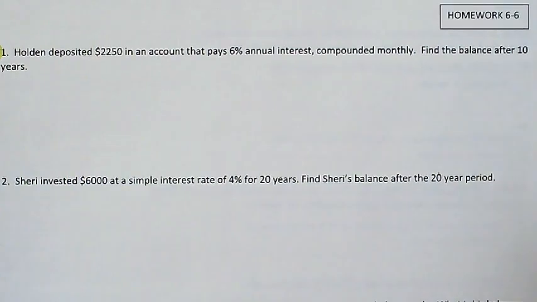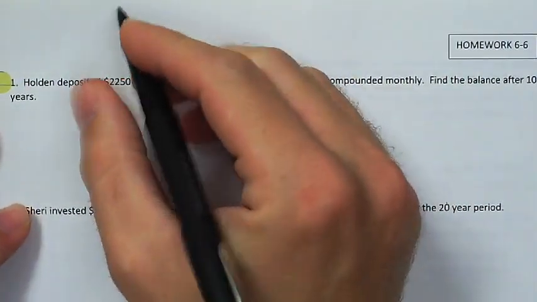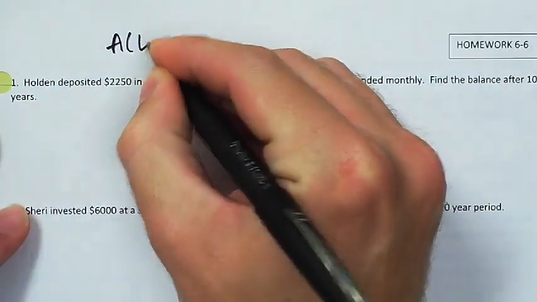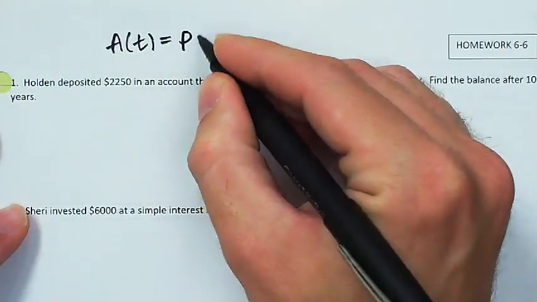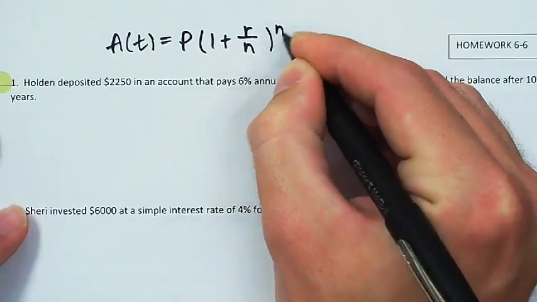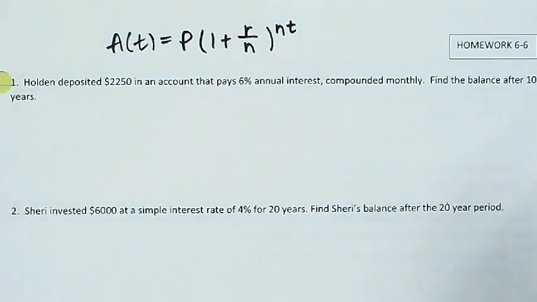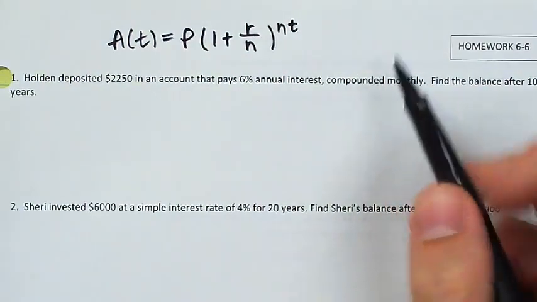All right, so the first one is Holden deposited $2,250 into an account that pays 6% annual interest compounded monthly. Okay, there's a lot in there. So in the formula that we need to be working with, probably be good for me to write it up here, is the amount of money in the account at time t years is equal to the principal, the starting amount, times 1 plus the interest rate divided by n to the nt, where n is the number of compounding periods per year, the number of times per year interest is added. So if it's monthly, n equals 12.